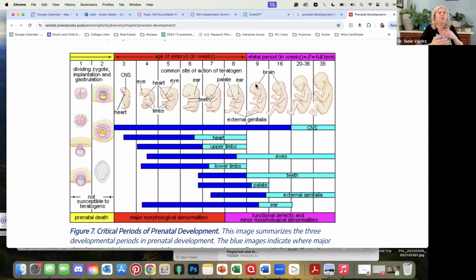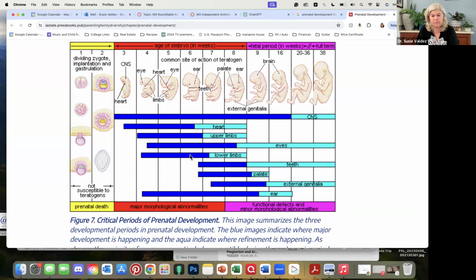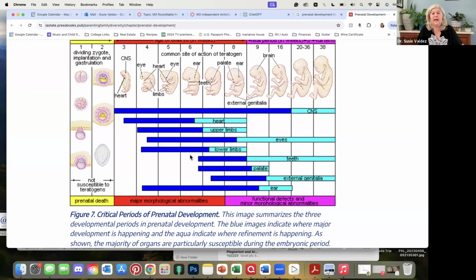They want to go through that embryonic stage, because look down here at the bottom, all of this blue area, this is what's happening. All of this growth is occurring here. So the heart is fully developed by 8 weeks. The upper limbs are fully developed. The lower limbs are fully developed by 8 weeks. These are important indicators.